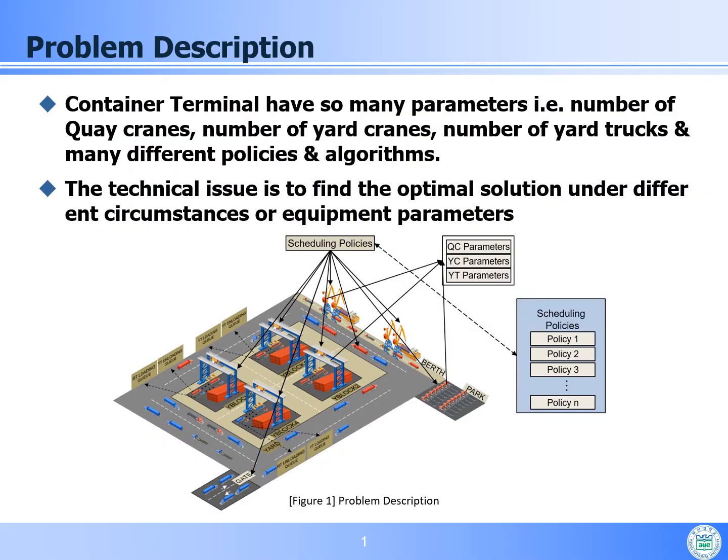In a container terminal we have so many parameters, for example the number of QA cranes, the number of yard cranes, the number of yard trucks, and different scheduling policies. The technical issue is to find the optimal solution under different circumstances or equipment parameters.